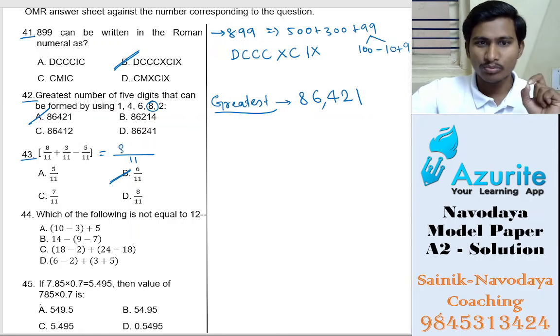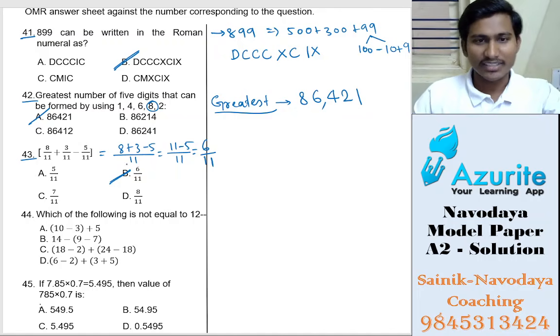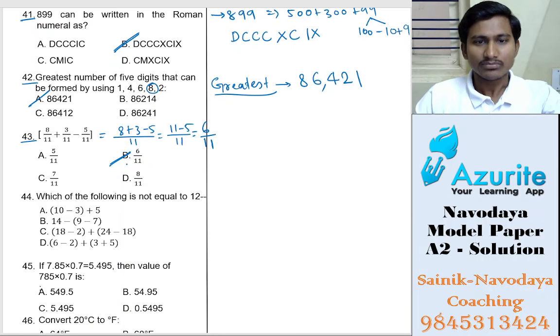So hope you understand. That is minus 5. So here, 11 minus 5 divided by 11. So 11 minus 5 is 6. 6 by 11 means option B. Okay. So that is the answer for 43. Should we do the next?